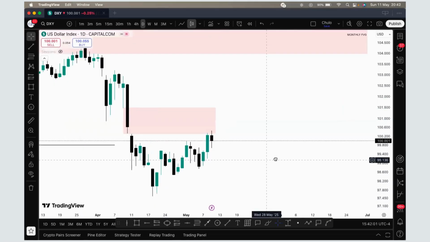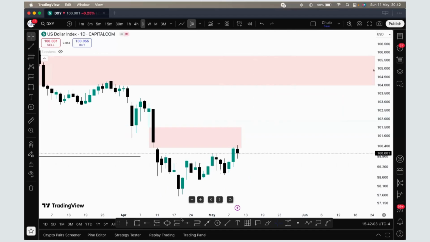What I want to see on dollar index going into this week, as price has taken out this high here. As price has taken out this high here, we have this little internal range here.